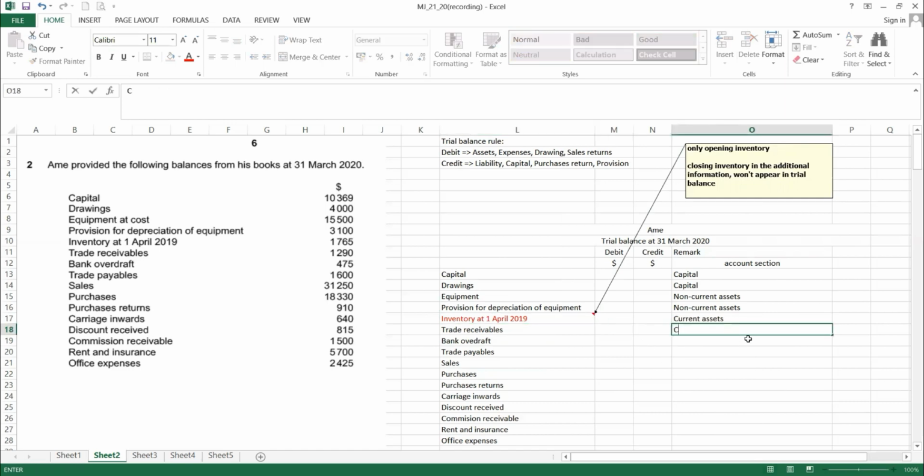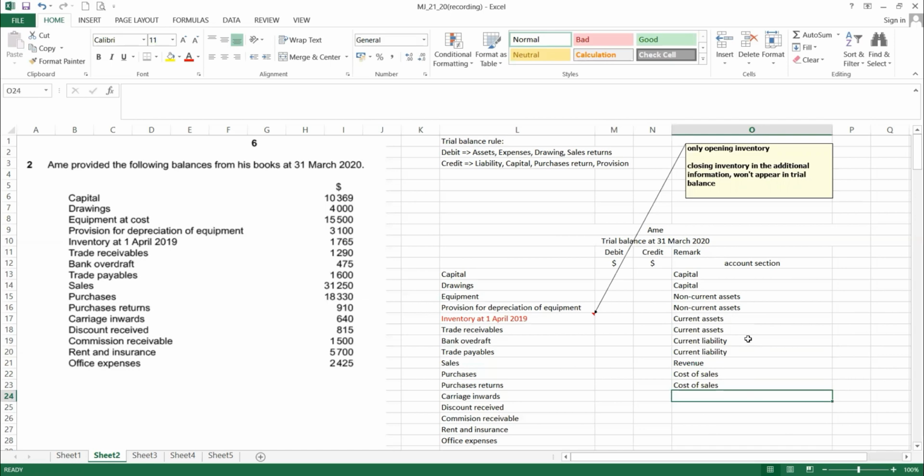Trade receivable is a current asset. Bank is a current asset. If they put bank overdraft, that means it is a current liability. Next, trade payable is a current liability. Sales is under the revenue section. Purchases is under cost of sales. Purchases return reduces the purchases, so it is under the cost of sales section. Carriage inward. Okay, what is the difference between carriage inward and carriage outward?